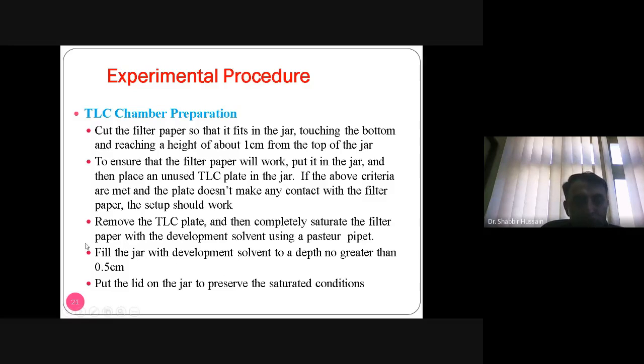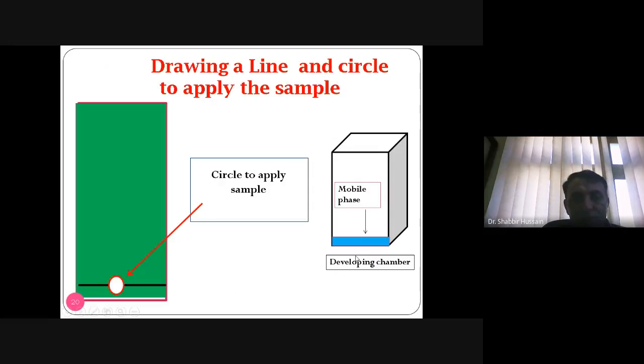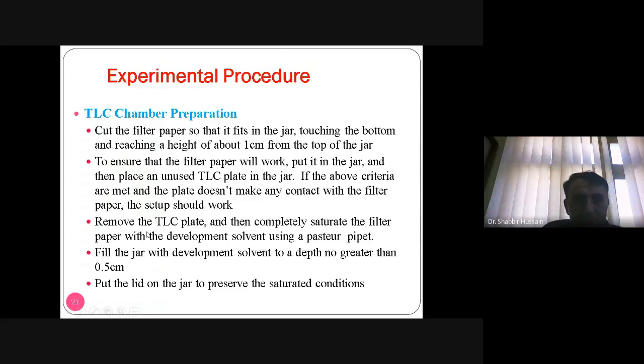Basically, you have to write the procedure from here. Fill the jar with the developmental solvent to a depth no greater than 0.5 centimeter. 0.5 सेंटीमीटर से ग्रेटर नहीं होना चाहिए ताकि ये आपकी बेस लाइन है. इससे ऊपर सॉल्वेंट नहीं होना चाहिए, इससे नीचे होना चाहिए. इस टीएलसी टैंक के अंदर सॉल्वेंट जो मोबाइल फेस है वो इससे नीचे होना चाहिए. So fill the TLC tank or jar with development solvent to a depth no greater than 0.5.